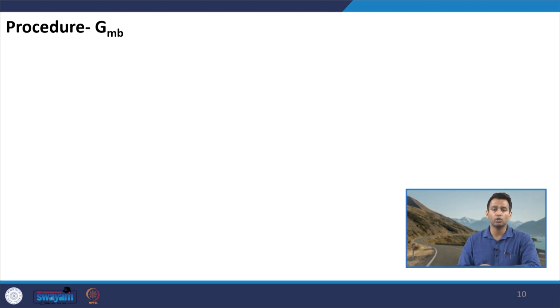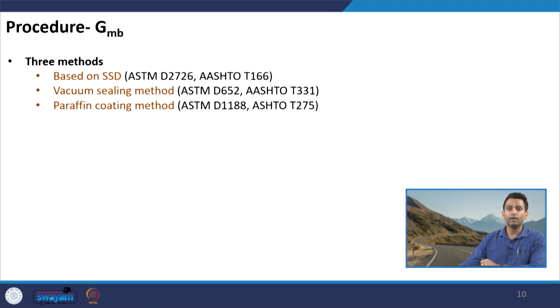Today we will start by looking at the laboratory procedure to measure the bulk specific gravity of the mixture, that is GMB. There are three methods. The first method is basically for dense mixtures whose surface air void is less than 2%. This is based on the saturated surface dry sample of the compacted bituminous mixture.